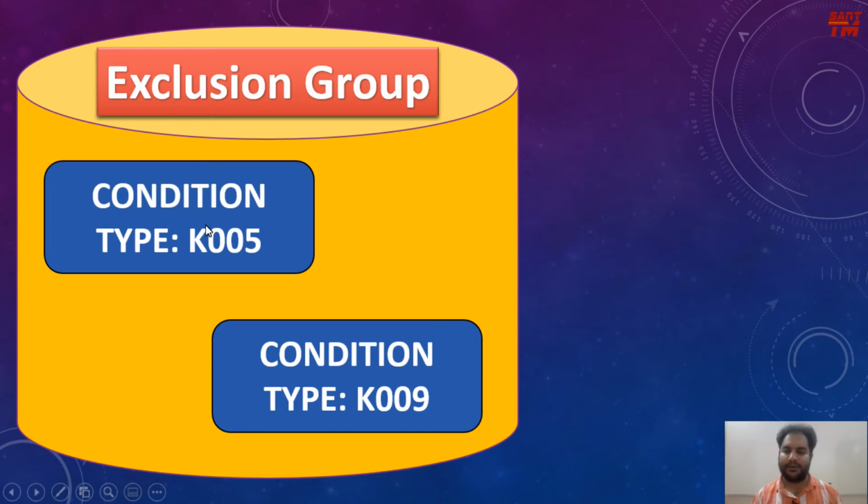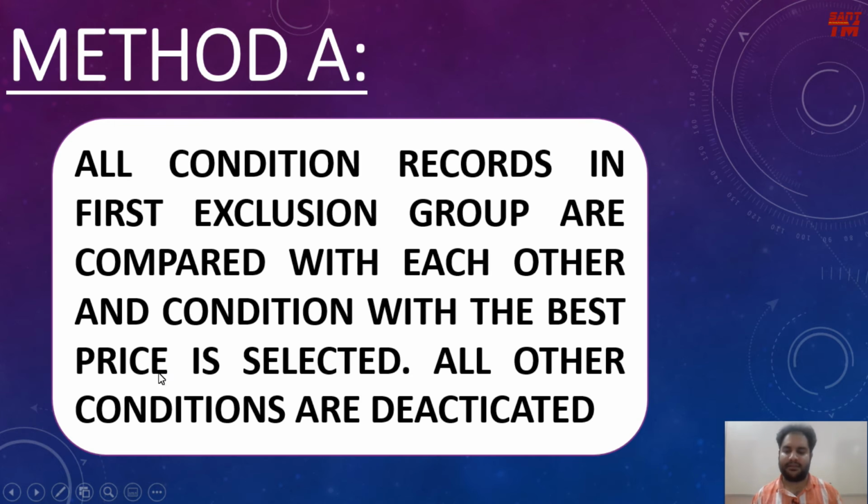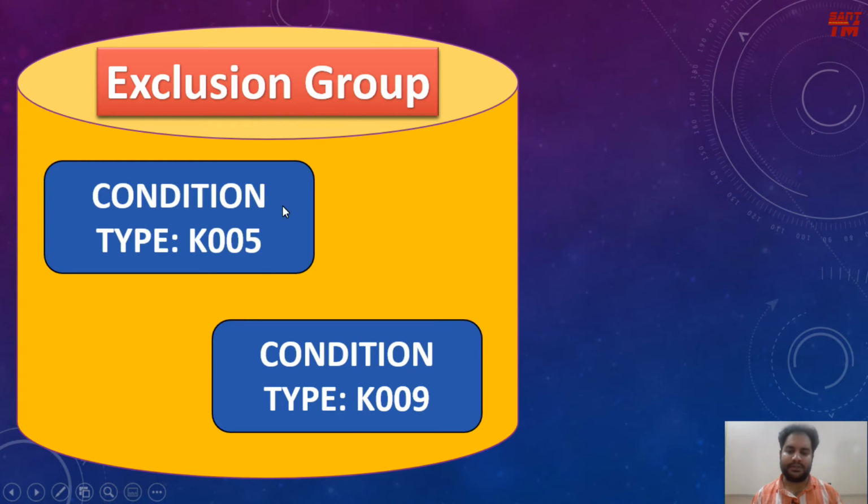Note this point. Okay, as we have put these two conditions in this exclusion group, that means we want to compare which one out of them is best, as per this point: the condition with the best price is selected, and all the other conditions will be deactivated. That means out of these two, the condition which is giving the best price would be selected and the other one would be deactivated. So let us see.